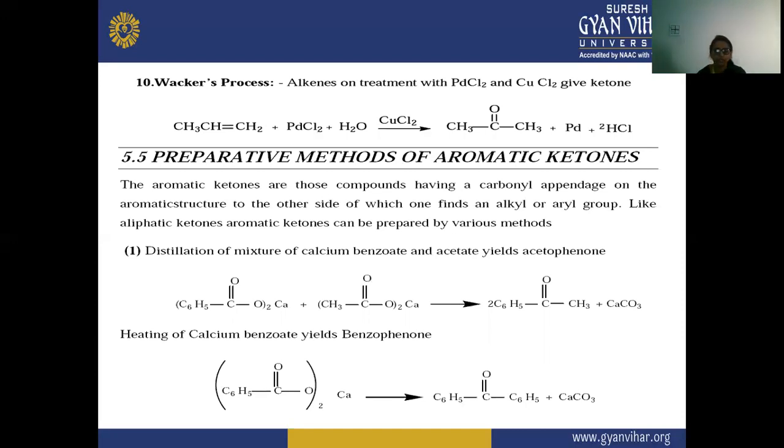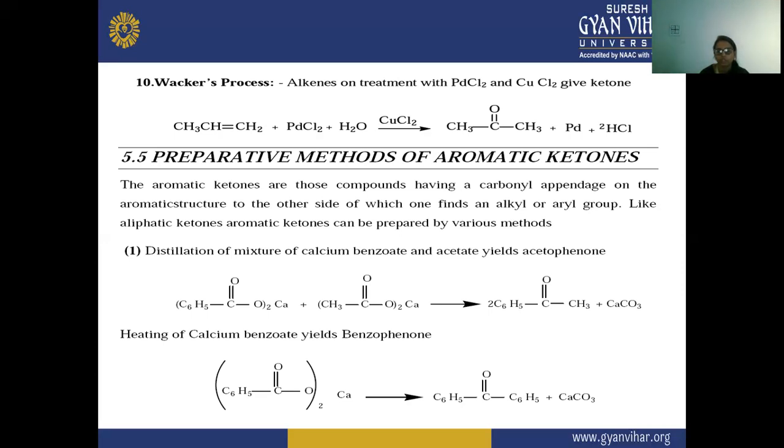Next is your preparative method of aromatic ketones. So here the aromatic ketones are those compounds which have a carbonyl appendage on the aromatic structure, on the other side of which one finds an alkyl or aryl group, like aliphatic ketone. Aromatic ketone can be prepared by various methods.